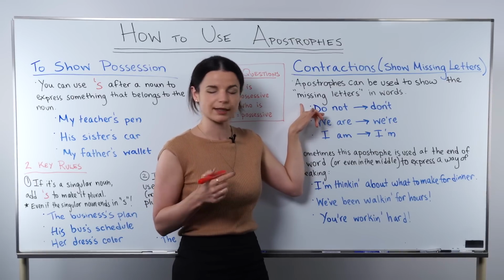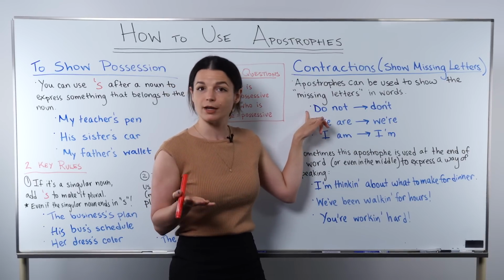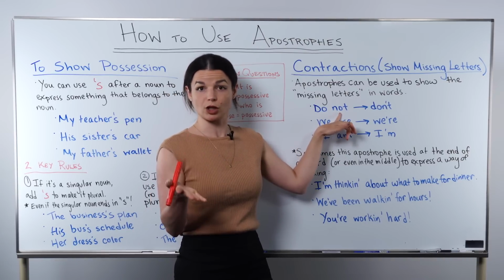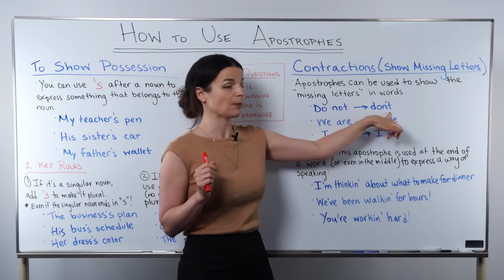So what does this mean? Let's take a look at some examples. For example, when we write do not in the reduced form or the contracted form, we use this spelling, right?